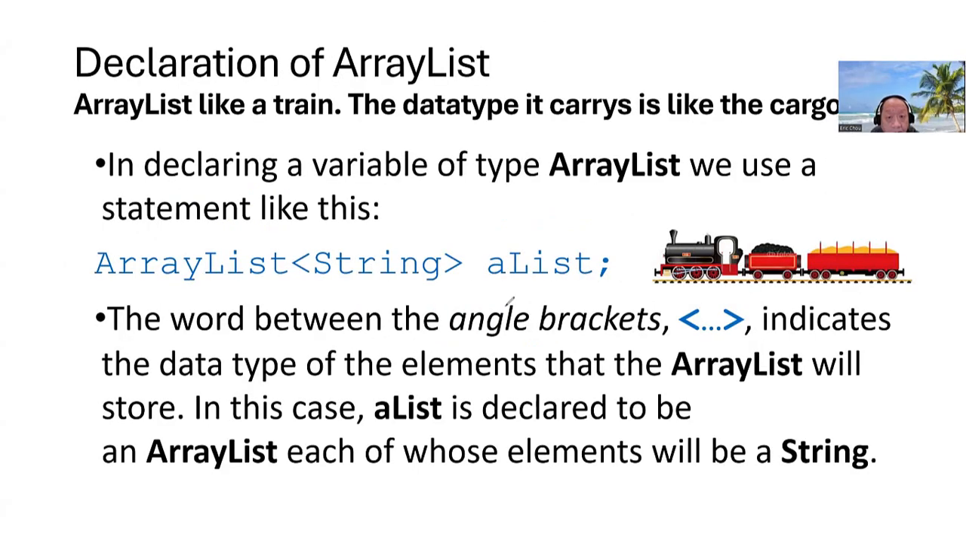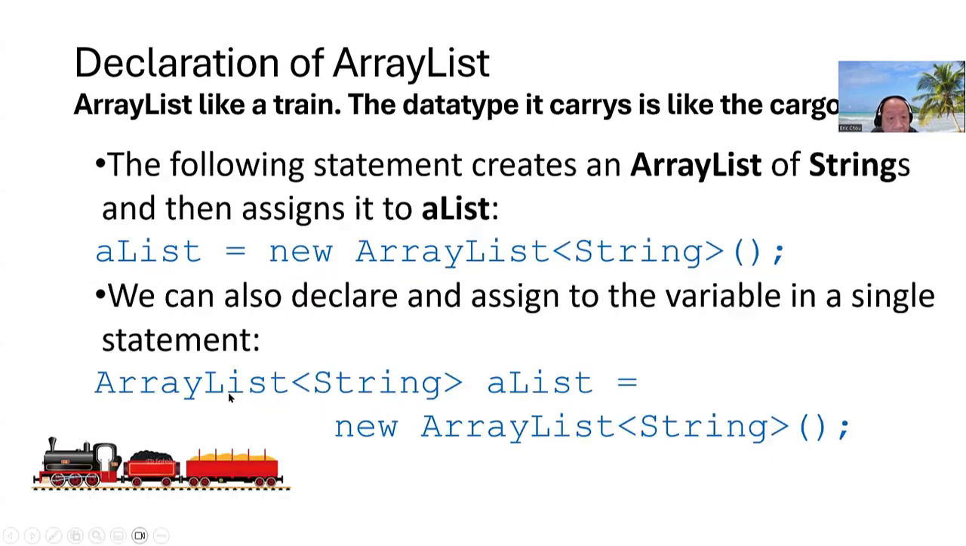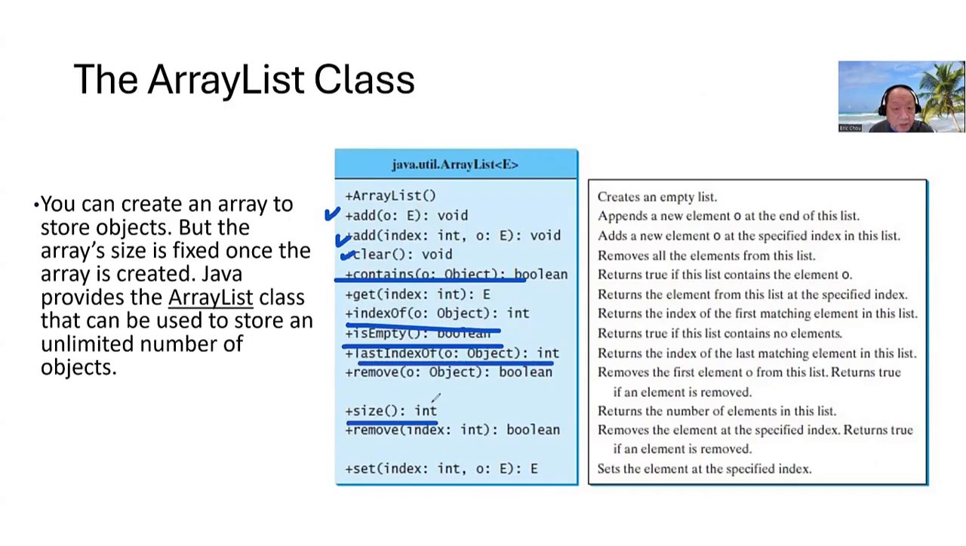This one sometimes we call angle brackets, or less than and greater than. This we cover already. This different function, add with index, clearly. Now we will cover the contents, indexOf, isEmpty, lastIndexOf, size. Remove and set we cover already. Now next one we'll talk about size.